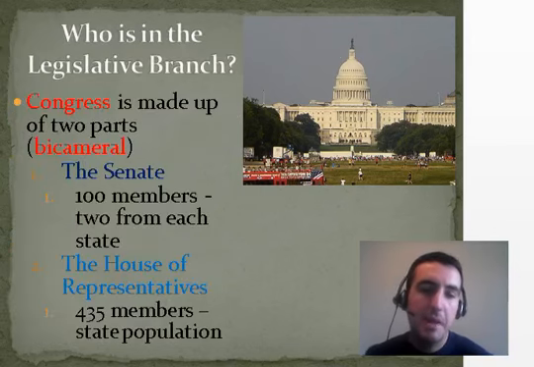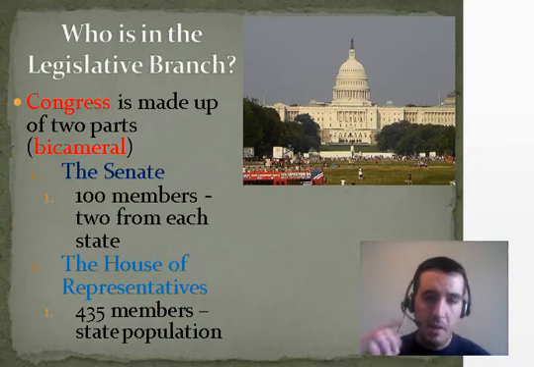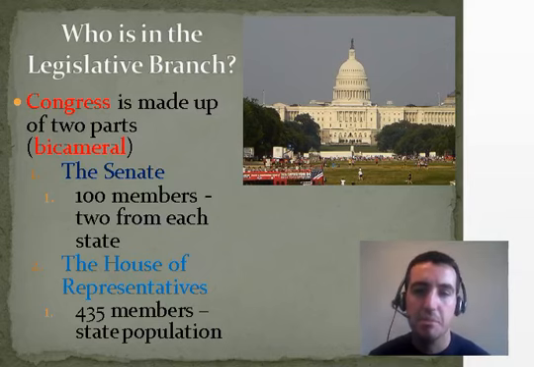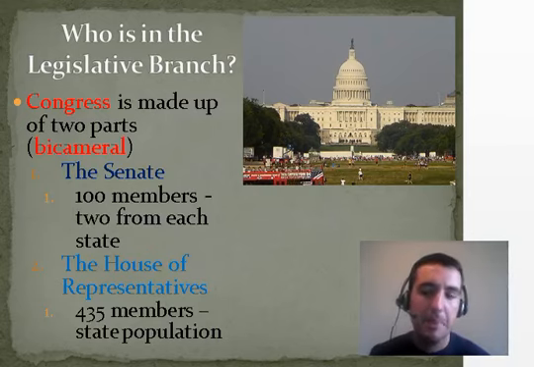So then how is the actual legislative branch set up? You have Congress, and they meet in that building that you see on the screen there, that you've probably seen in movies and stuff like that. That's where they meet. And then it's split up into two houses. Each side of that building is a different part of Congress. One side is the Senate, and one side is the House of Representatives.